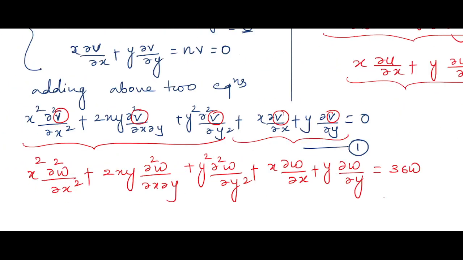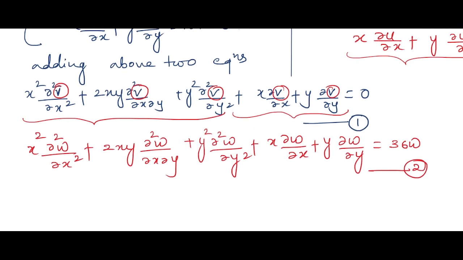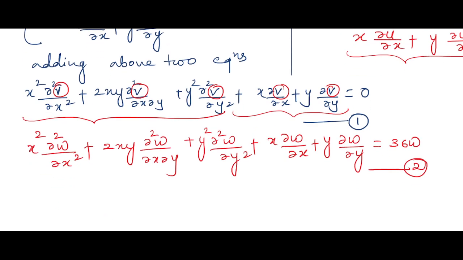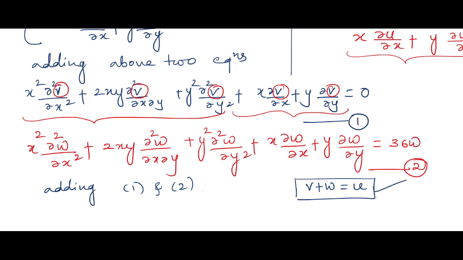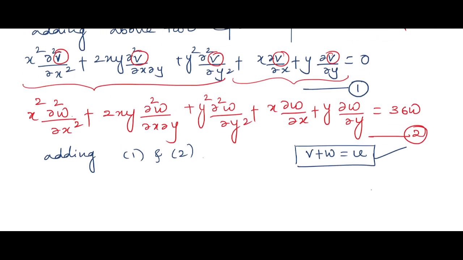So I am writing the same equation, that is equation number 2. So it will be easy now to add these two equations. So here, adding 1 and 2, because equation 1 is in terms of v and equation 2 is in terms of w. When we add these v and w, we will get the required equation in terms of u using this relation, v plus w is equal to u.